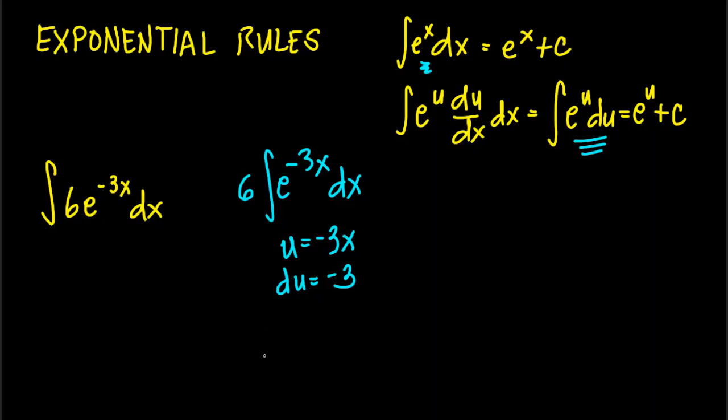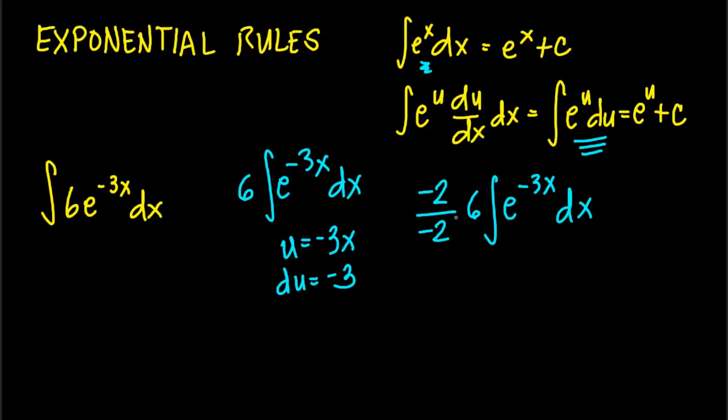So, this becomes, let me show you, negative 2 over negative 2. Okay? If you divide by 2, it should be 1/2. So, you have negative 2 over negative 2, and then you have the 6, and you have e raised to negative 3x dx.